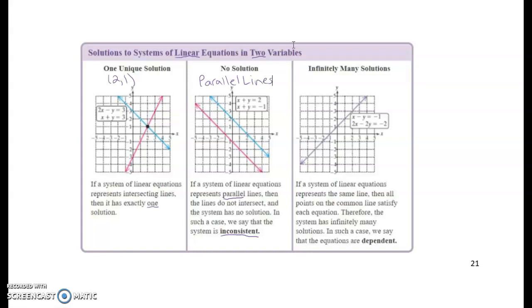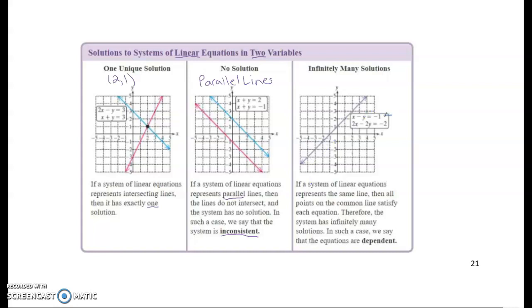And then the last case is kind of different. You'll notice here you have two different lines. When you have infinitely many solutions, which we'll talk about when we see an example, what that means is that you have two different equations.